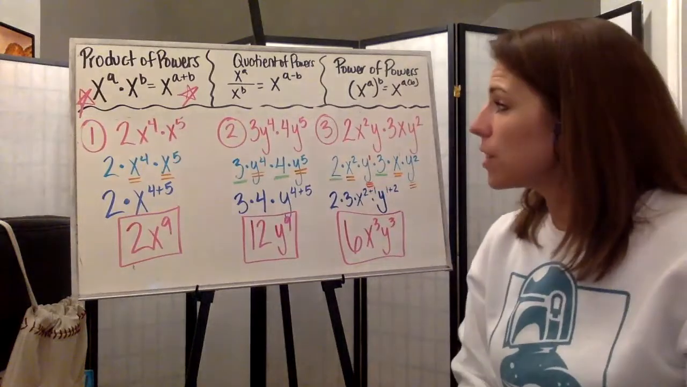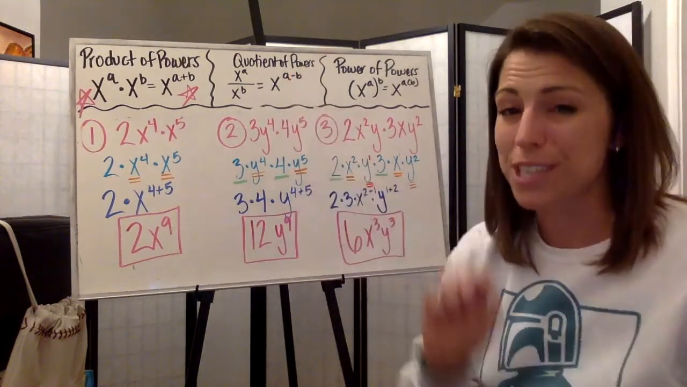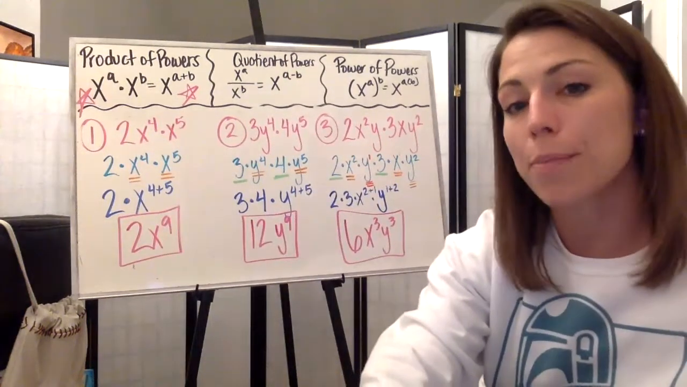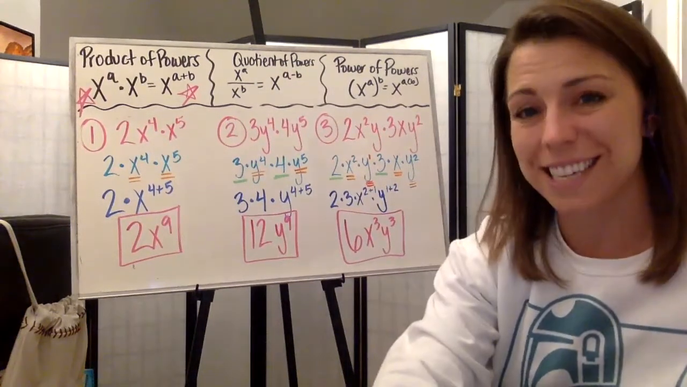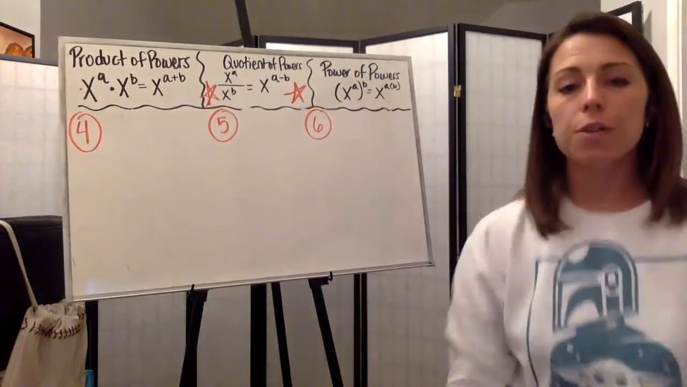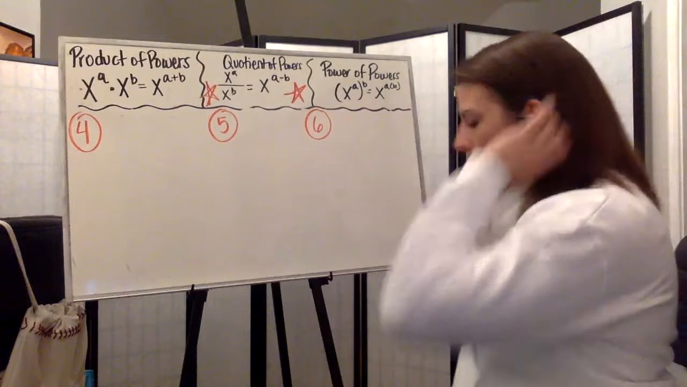All right, now we're going to look at what quotient of powers looks like with coefficients. That's where it gets a little bit tricky. So go ahead and get your paper ready for examples 4, 5, and 6. Okay, quotient of powers with coefficients, examples 4, 5, and 6. So get your paper ready and follow along.